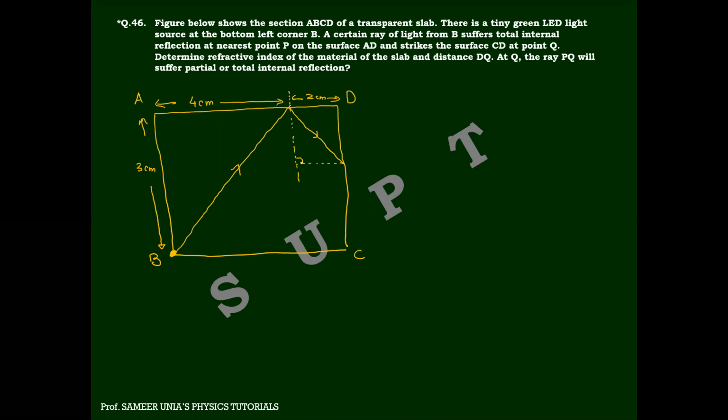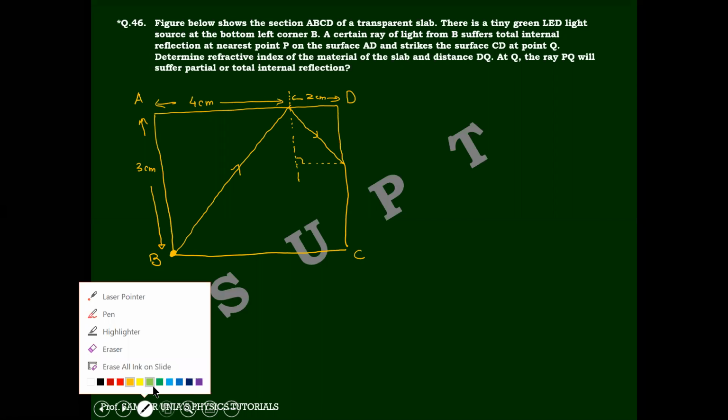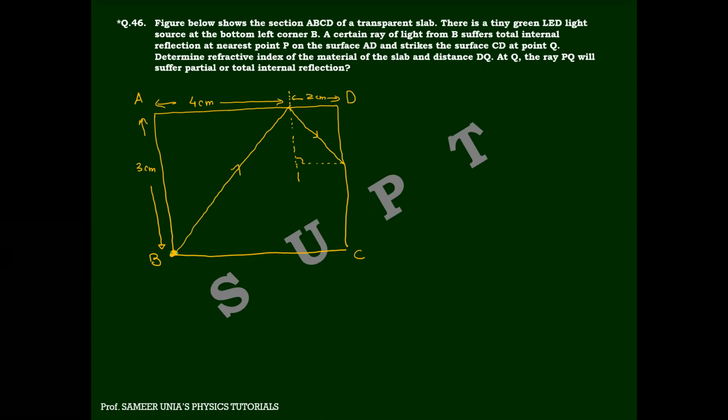अच्छा चलो स्टार्ट करेंगे. फिगर शोज बिलो अ सेक्शन ABCD of transparent slab. There is a green LED light source at the bottom of the left corner B. So there is a green LED light source यहाँ पर. Certain ray of light from B suffers TIR at point P. So ये point P है. TIR मतलब क्या?